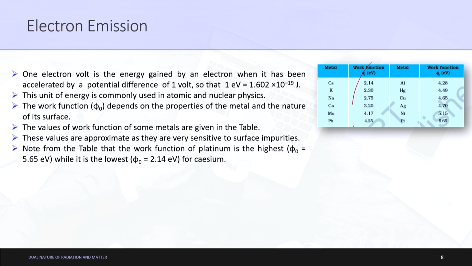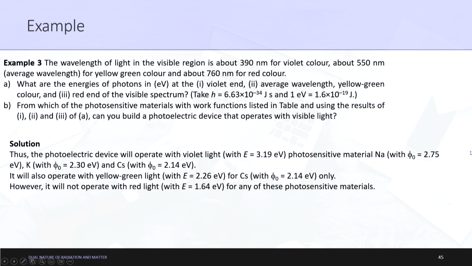So, basically using these work function values, can we try to understand which of these metals can be used as a photoelectric device. Okay. So, just try to look at this table and understand from the sequence there. Basically we can find out that this device will operate with violet light, and the photosensitive material is sodium, because sodium will have a work potential of 2.75, potassium has 2.3 and cesium has 2.14, right.